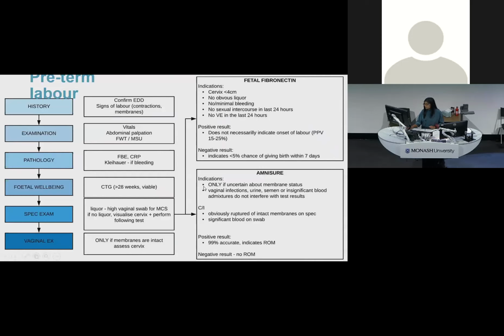Amnisure is something that you use to check if they've had a rupture of membranes, and you only do it if you can't see the pooling of the liquid or if you can't see the intact membranes on the spec exam. Very accurate, and it just tells you if there's been ruptured membranes or not. If the membranes are intact, then you can do a vaginal examination to assess the cervix for dilatation, but if the membranes are ruptured, you do not do a vaginal examination because you don't want to introduce infection.